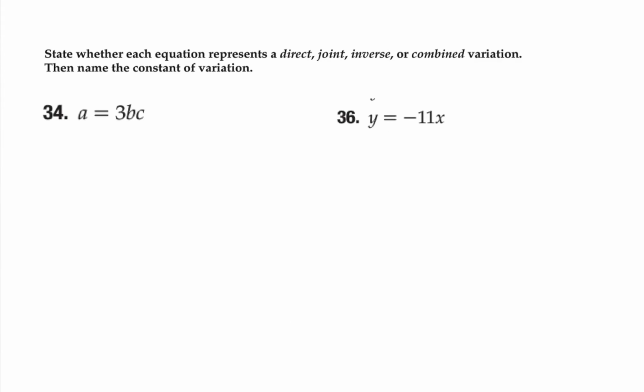Last little thing here. So all this wants to know is, is this a direct or joint variation, and name the constant of variation. Now look at this one. A equals 3bc. So which one is it? Now notice that there's 2 things on top, nothing on the bottom. So again, bottom is inverse. This doesn't have that. So this is a joint variation. Joint, right? Direct would be one thing on top, like this. Joint is when there's 2 things on top. Inverse is sitting on the bottom.